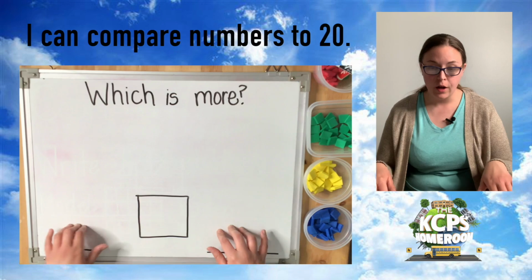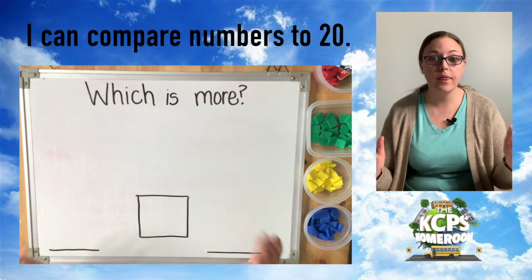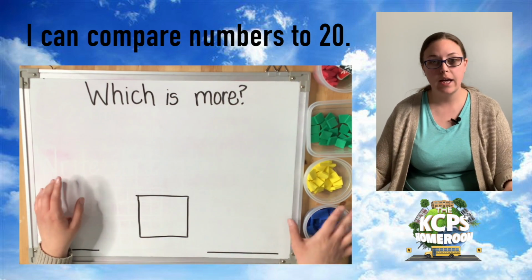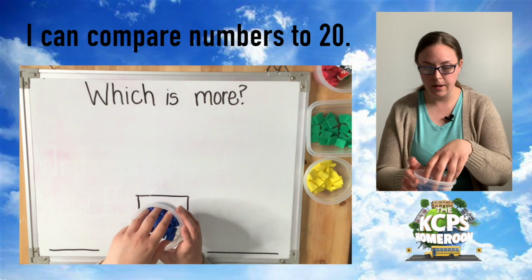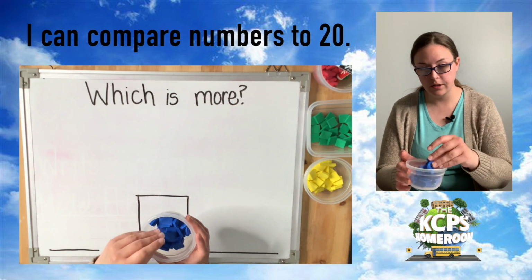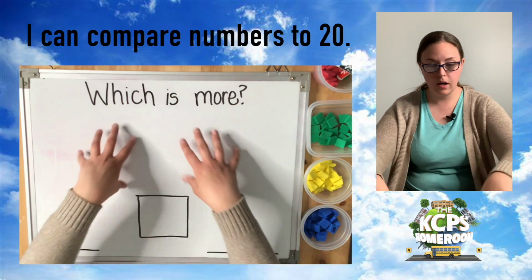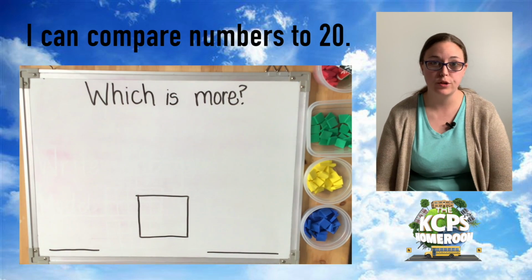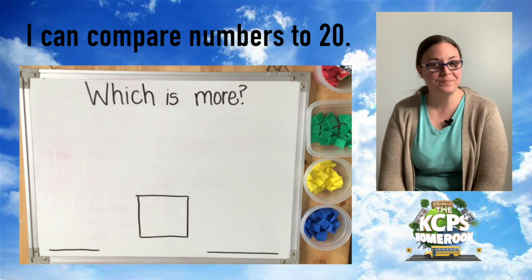The things that you'll need today are a pencil, something to write with, something to write on, and your counters. I have mine split up into little containers because I wanted to count out colors that were the same. But if you don't have that, that's okay. Just grab some counters and make sure you have two spaces to count out counters. Grab your materials and let's get ready to learn.